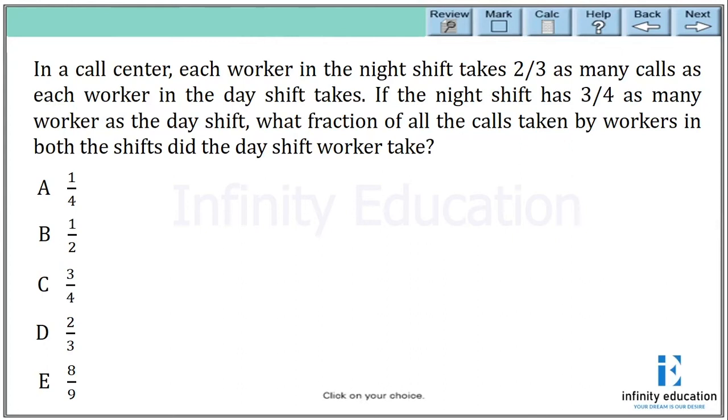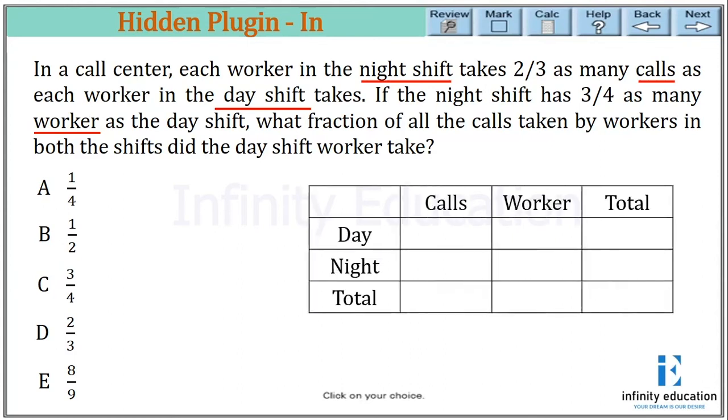Now, if you have read the question properly, there is night shift, calls, day shift, and workers. So many different things are there. So I must use plugin for this. But remember, when there are two different quantities, and for those two quantities there are two more segments, I can use a table like this. Now let's see how the table will help you.